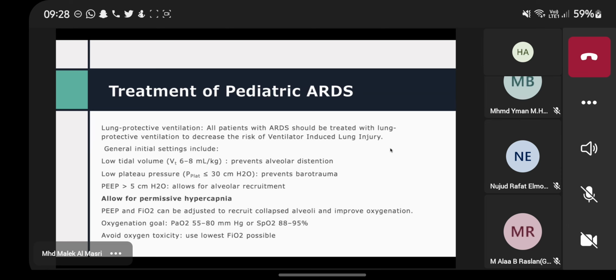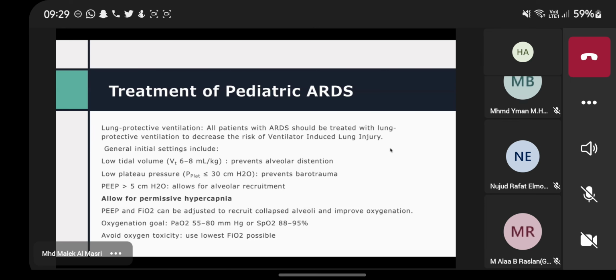And there are settings we can apply to the ventilator, which include a low tidal volume between 6 to 8 milliliters per kg to prevent alveolar distension, a low plateau pressure of less than 30 centimeters of water to avoid the barotrauma, and a positive end-expiratory pressure of more than 5 centimeters of water to allow alveolar recruitment, but not to the point where it distends them and may cause damage.